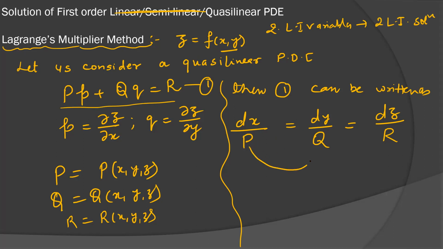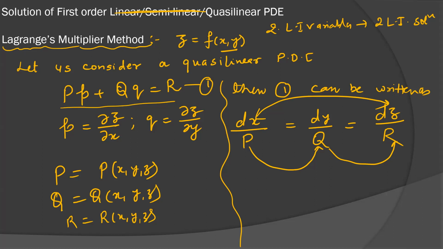And if you equate this ratio to this ratio, you will get one solution. And if you equate this to this, you will get one more solution. And if you equate dx by P equal to dz by R, you will get one more solution. So you are getting three solutions here. But remember one point: any one of the solutions, first or second or third, will be linearly dependent on the others too. It means if you take only two ratios, you will get two LI solutions. The third need not be computed here because the third solution will be LD on the first and second only.